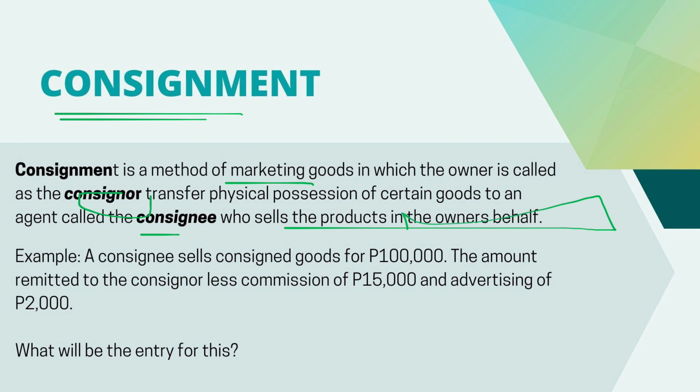behalf. So, once the goods are transferred to the consignee and have not yet been sold by the consignee, the owner is still the consignor. Okay? The goods are only transferred to you as consignee to sell on your behalf. So, for example, the consignee sells the consigned goods amounting to 100,000. The amount remitted to the consignor, actually the owner of the goods, is less commission of 15,000 and advertising of 2,000. So, what will be the entry for this one?